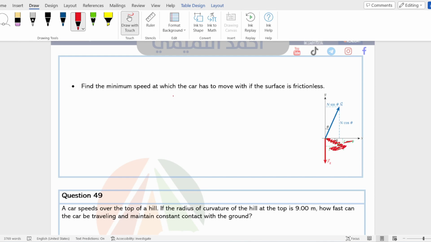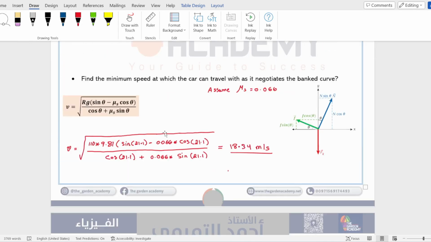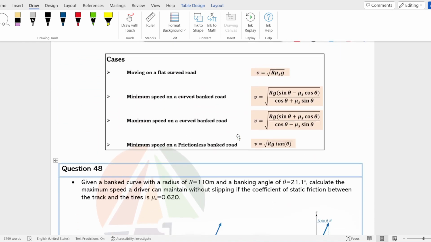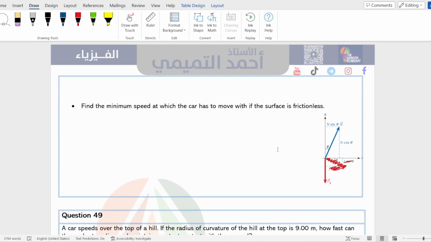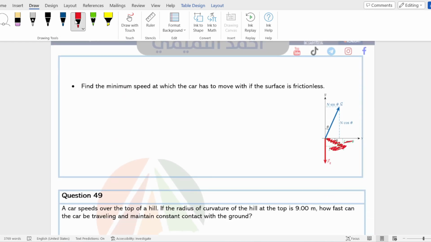In the case of the minimum speed on a banked curve where the surface is frictionless, we go back here. What is the equation that we will use? This is the one. The minimum speed on a frictionless banked road is V equals square root of R G tan theta, and this is extremely important. Please try to memorize it. So we go back here and say V, the minimum speed, is equal to the square root of R G tan theta.